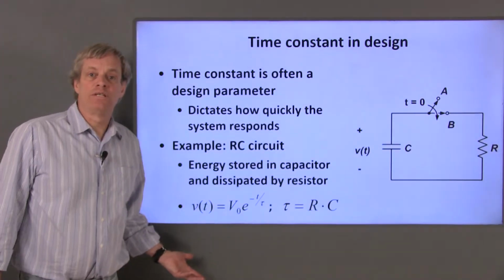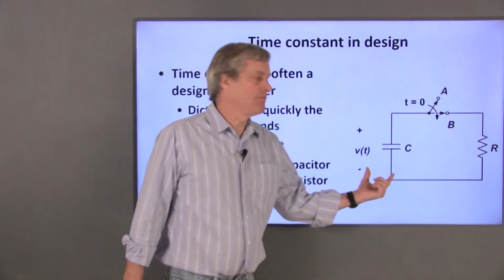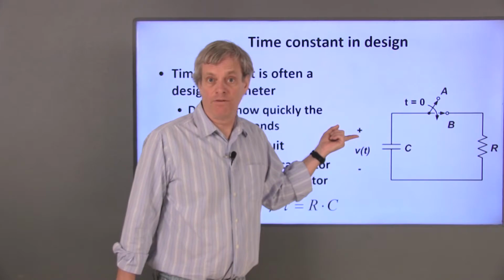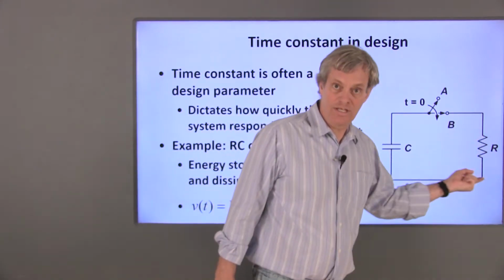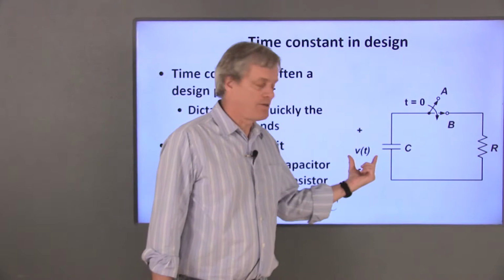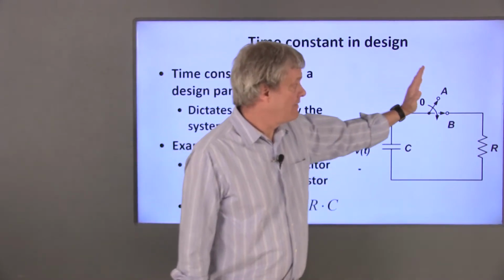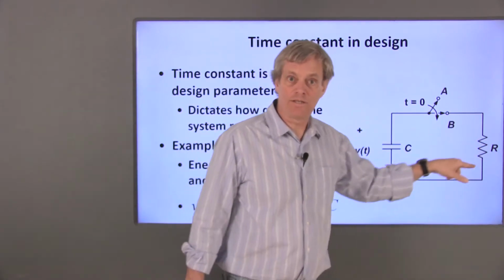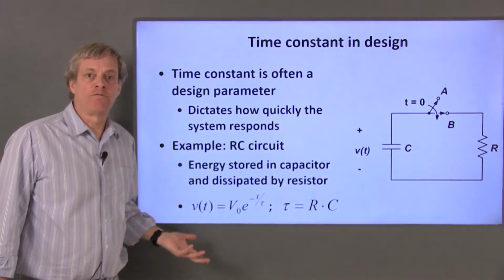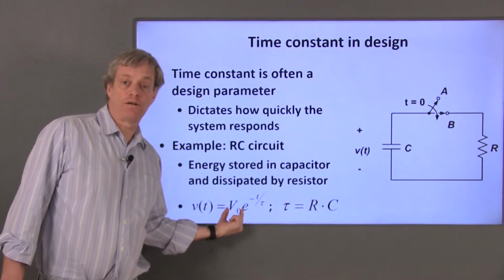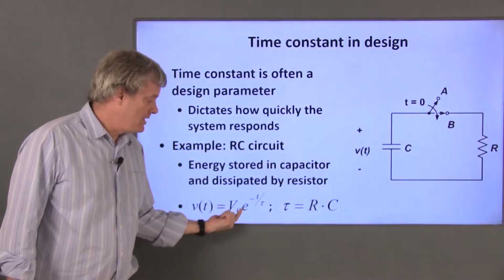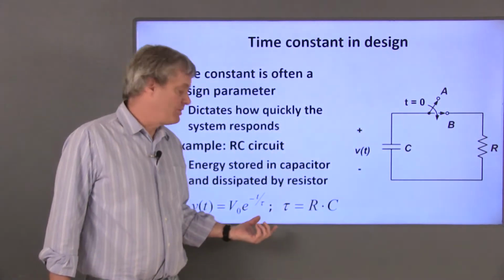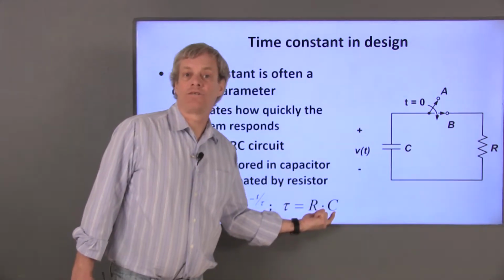The example I'll use to illustrate this is an electrical circuit consisting of a resistor and a capacitor. The capacitor stores energy as a voltage difference, while the resistor will dissipate energy as heat. So if I charge the capacitor to some initial voltage V0 and then close this switch, that initial energy in the capacitor will dissipate through the resistor. The equation governing the capacitor voltage will be V(t) = V0 e^(-t/tau), where V0 is the initial voltage. For this system, the time constant is equal to the resistance of the resistor times the capacitor's capacitance.